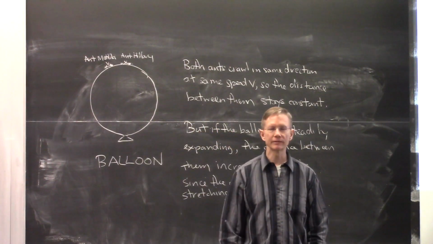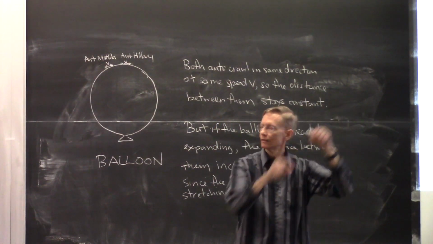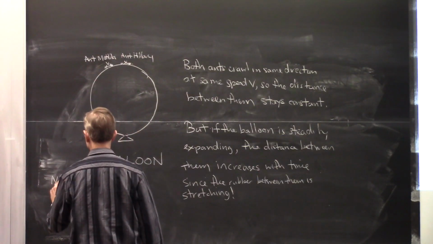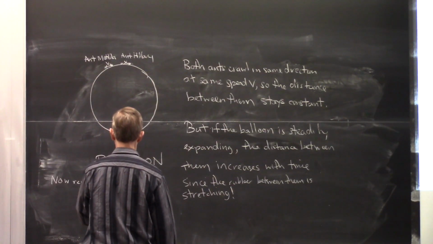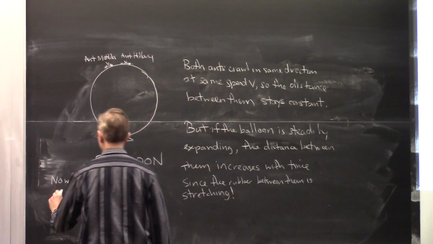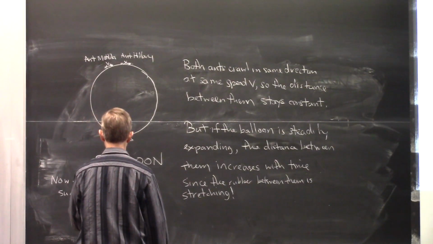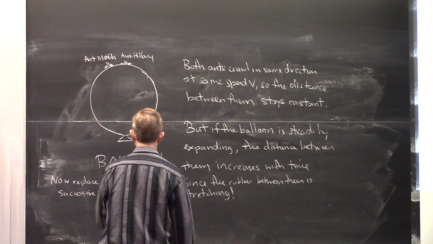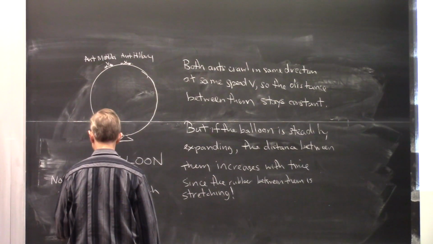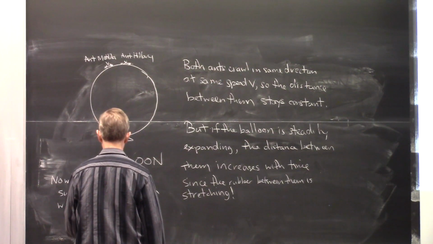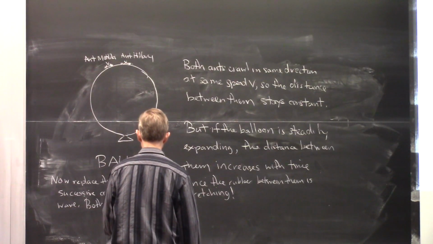Now what we're going to do is replace the ants with successive crests of a wave of light. Replace the ants with successive crests of a light wave. Both crests move through space.